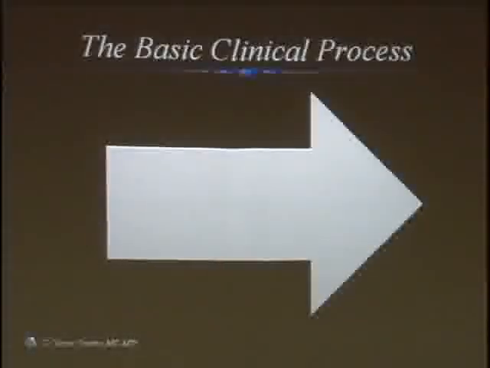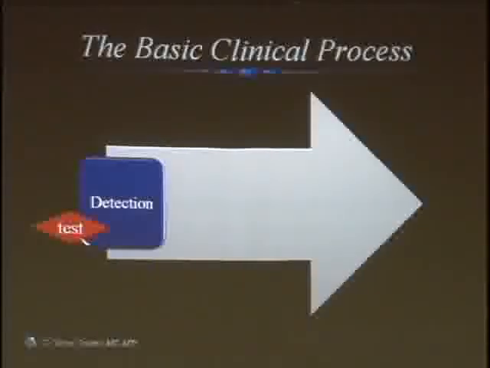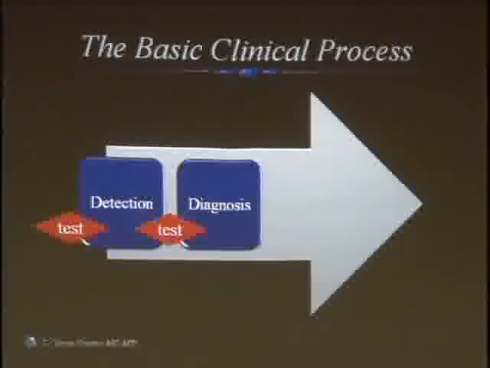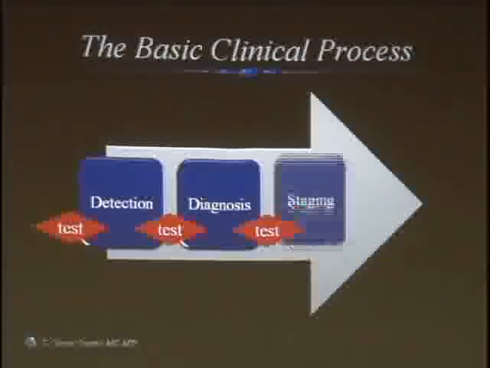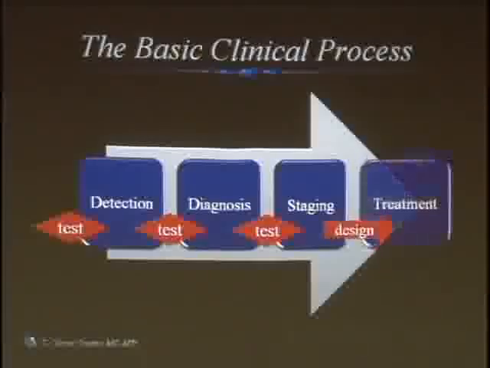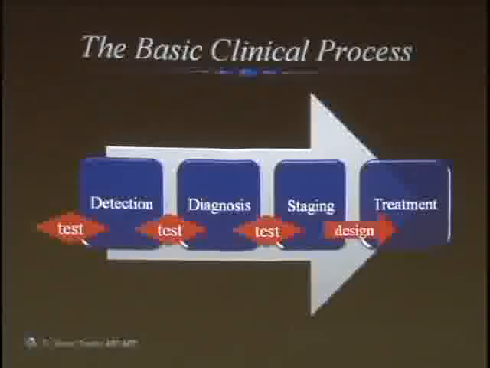The basic clinical process, you guys do this when you see your patients, is some test. Can be you putting your hands on them, or it can be an actual test. Leads to the detection of something. Then you do some more tests and you try to figure out what that thing is. You do some more tests and you try to figure out how much of that there is. And then that helps you design treatment if needed. So this is the basic clinical process for everything.